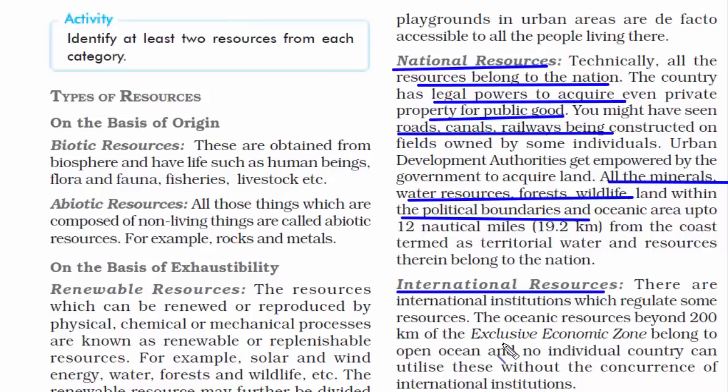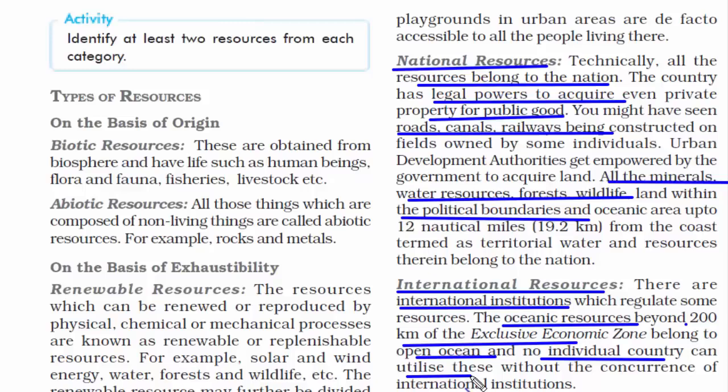And the last one is international resources. For this we have international institutions and bodies like the United Nations and other such bodies. One good example of international resources is the oceanic resources. Any country that is near to the ocean or water body can have control over 200 kilometers of ocean, that is, right from the land boundary of a particular country till 200 kilometers of the ocean body. Beyond that, it is called open ocean, and no individual country can utilize this. And that country will not have any kind of jurisdiction.